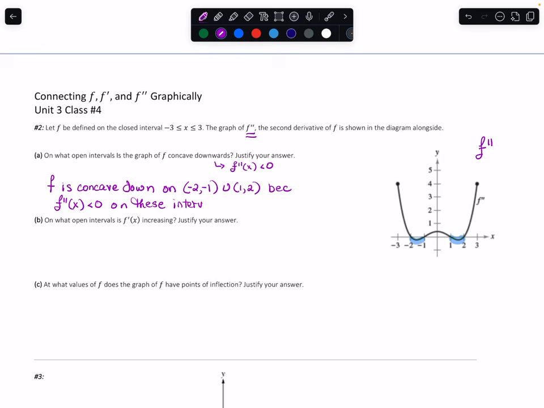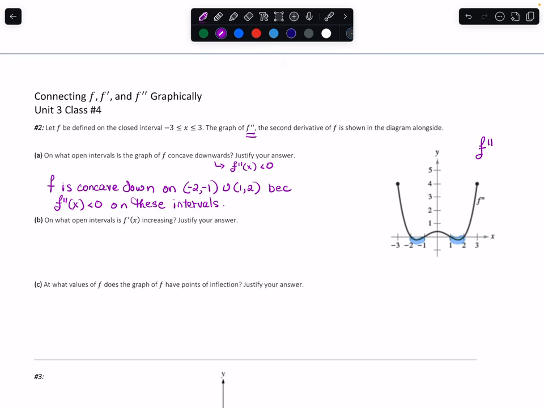So that's my more typical justification I give. And again, I have the freedom to speak about f double prime here because I have the graph of f double prime in front of me, which is different than the previous question. B, on what open intervals is f prime increasing?